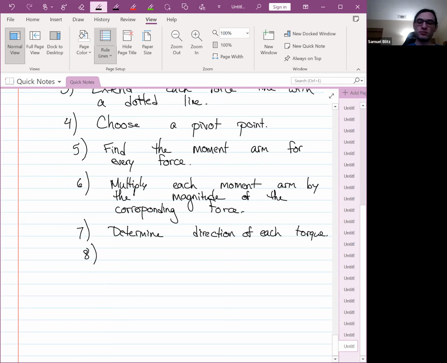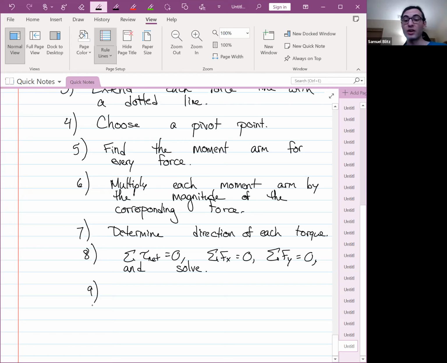Step 8, add up all the torques. Really, I should do this. I'll just summarize it. Net torque is equal to 0. Net force in the x direction is equal to 0. Net force in the y direction is equal to 0. Add them all up, set them equal to 0. Usually, your solution comes about by, and solve. Solve for whatever thing you're trying to solve for, whatever the problem asks.